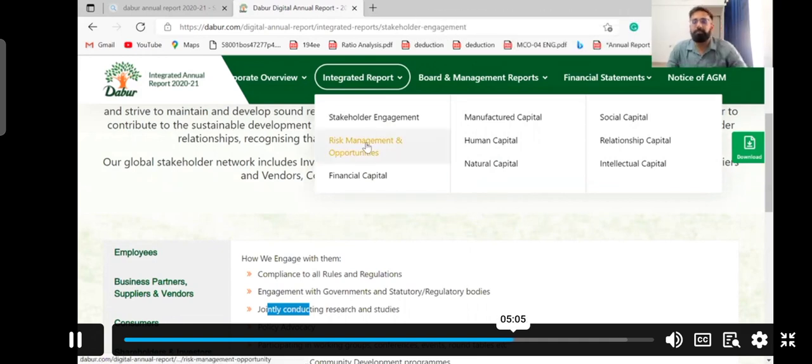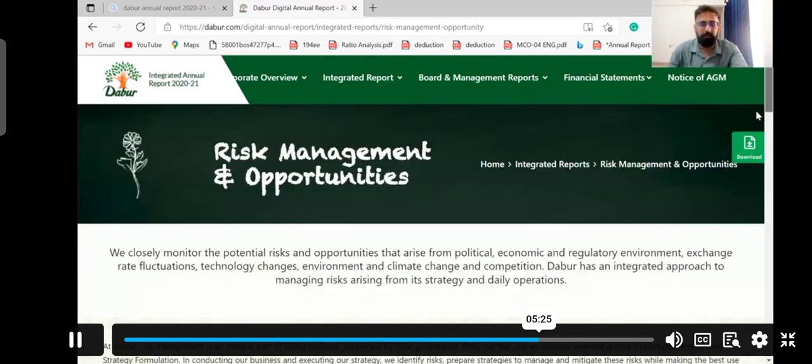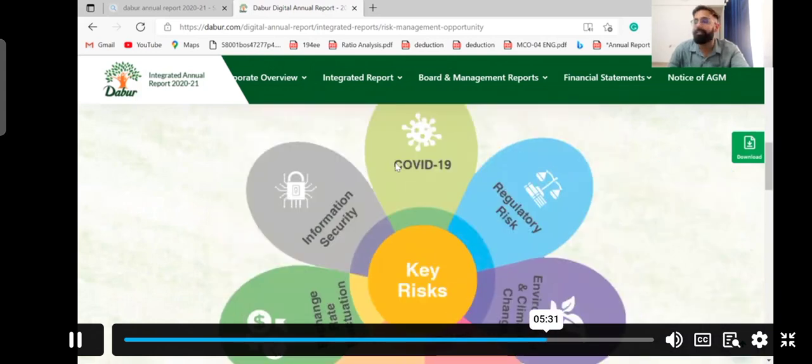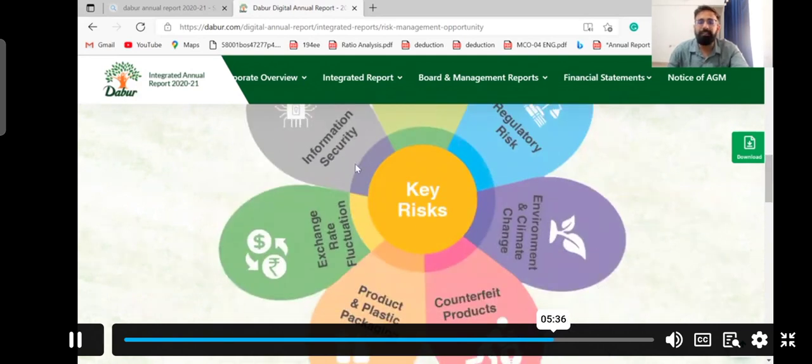Now, if I talk about risk management, how does Dabur manage its risk? What can be the risks for Dabur? Competitor risk can be there, government rules, government policies, standard policies can be a risk, economic risk can be there, political risk can be there. So how does Dabur manage its risk? These things are given here, how smartly they try to manage their risk. What are the key risks here? COVID-19 is a risk for every organization. Regulatory risk, environmental and climate change risk, information security risk, exchange rate fluctuation, product and plastic packaging, counterfeit products, right? So these are the risks.